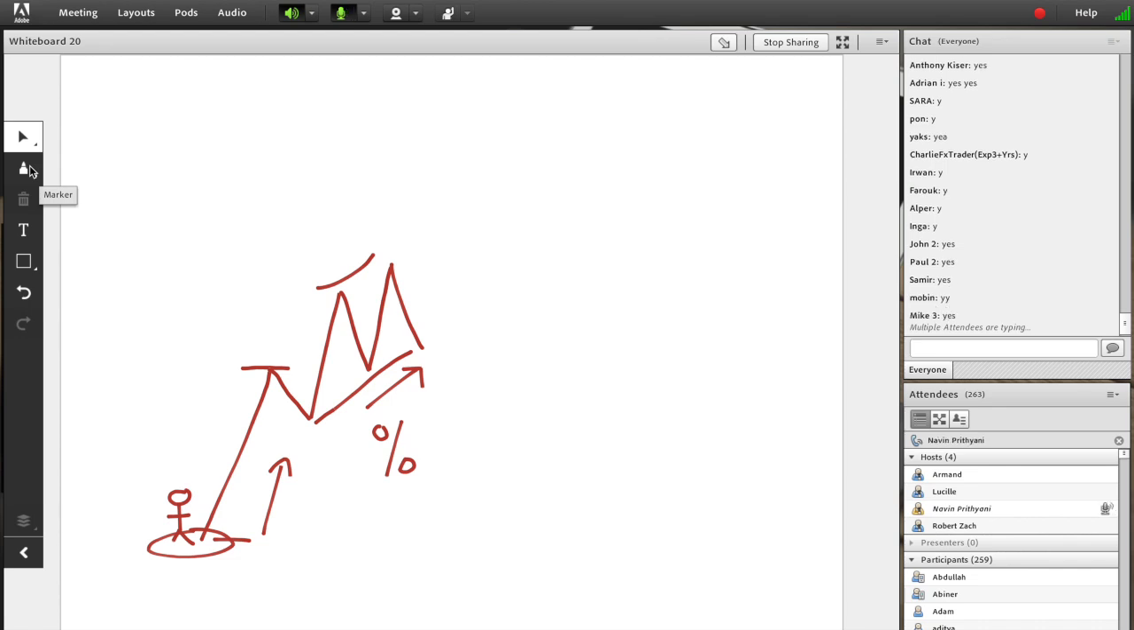This is something we'll go into very big detail in the Mastering Price Action course as well. We'll get into that later.